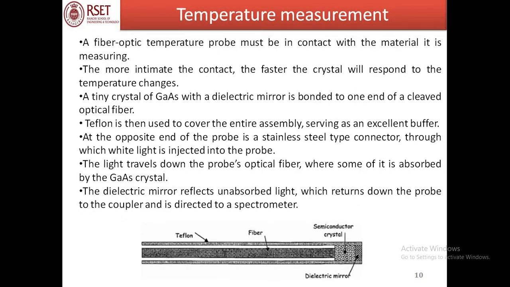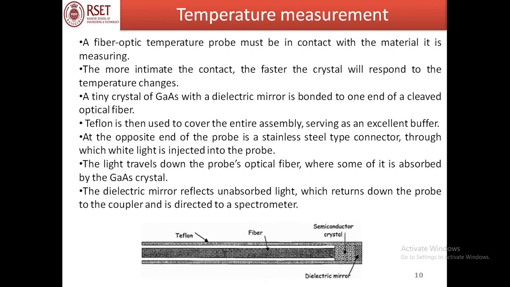We are going to see in detail about temperature measurement and pressure measurement. So first we are going to see temperature measurement. We are making use of a fiber optic temperature probe for the measurement of temperature. The fiber optic temperature probe may be in contact with the material it is measuring. The more intimate the contact, the faster the crystal will respond to the temperature changes.